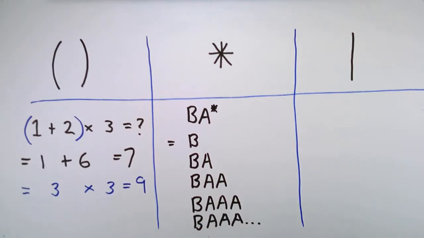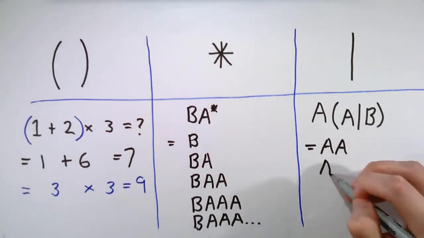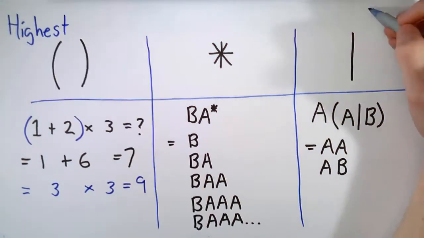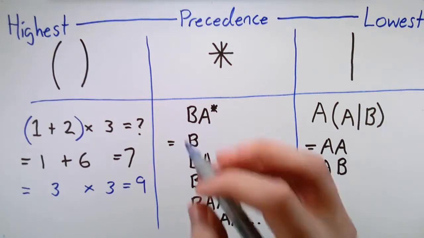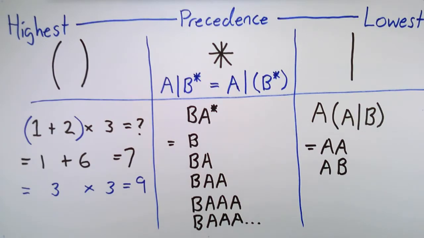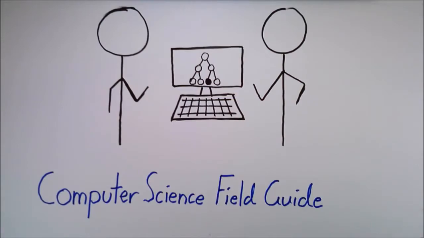Lastly, we have the alternation symbol. This can be read as a choice, so the expression A, parentheses, A bar B, parentheses, matches both AA and AB. We usually refer to this as bar and read it as OR. Bar has the lowest precedence of the basic regex symbols, so A or B star is the same as saying A or (B star), which means you can either match an A or any number of B's.